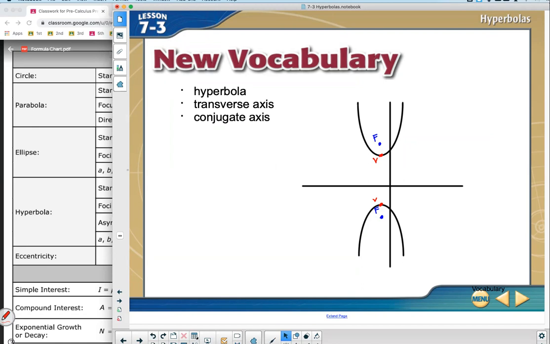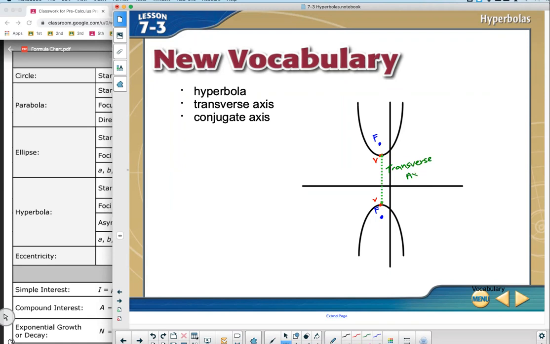Let me see if I can click the right button this time. Let me just use this one. That right there would be called the transverse axis. I don't like that color. Let me try this one. There we go. That's the transverse axis right there in green.